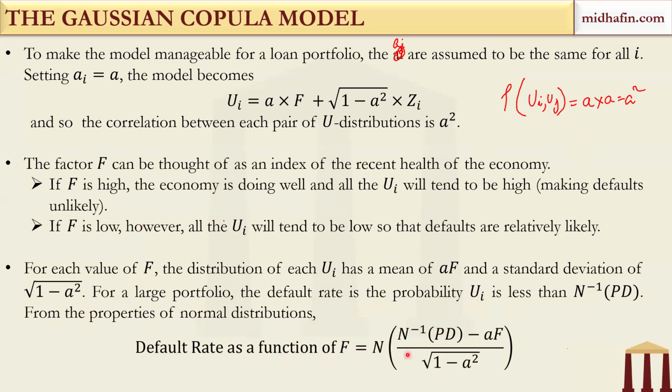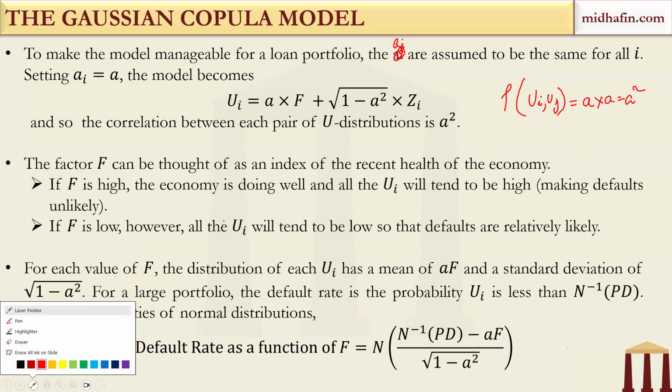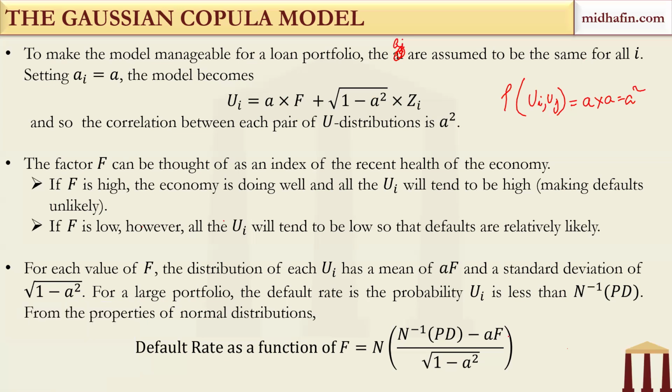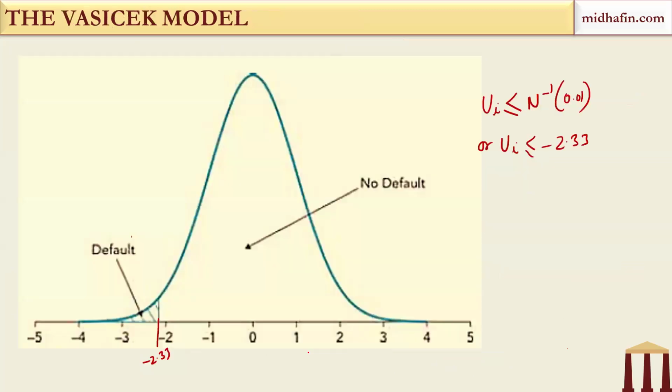Now, I'll tell you the idea behind this. See, the denominator is the standard deviation. You see this formula. This is actually X, this is mu, and this is sigma. This is nothing but X minus mu by sigma, which was the Z value, if you remember. Now, if you take N, you will get the default rate as a function of F, X minus mu divided by sigma. And this is the visual idea behind this.